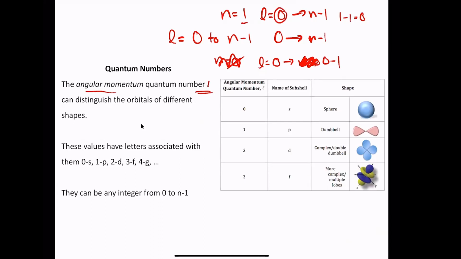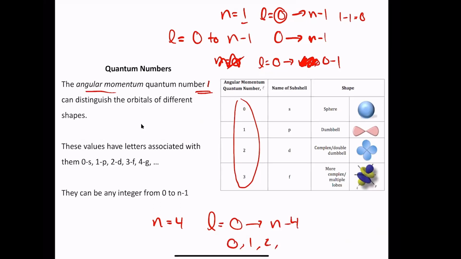Each one of these quantum number values is going to be either 0, 1, 2, or 3, and we determine that from n. So let's do n. If n is equal to 4, L is equal to 0 to n minus 1, which means it can be 0, it can be 1, it can be 2, it can be 3. So L can be any one of these values.